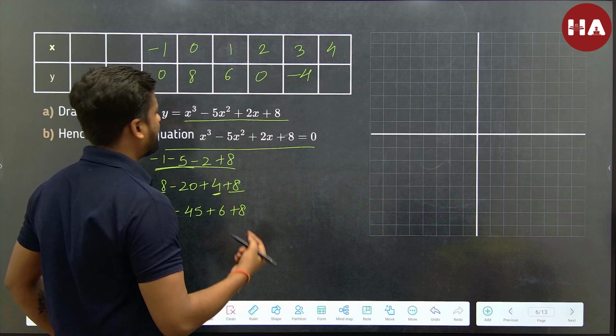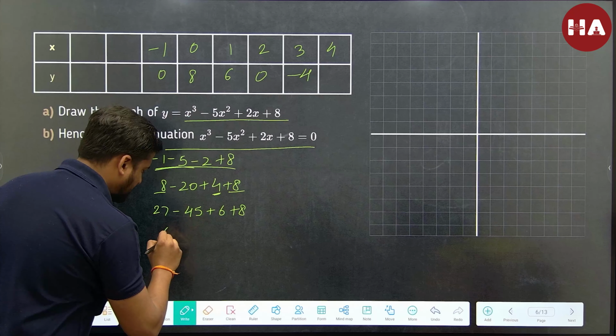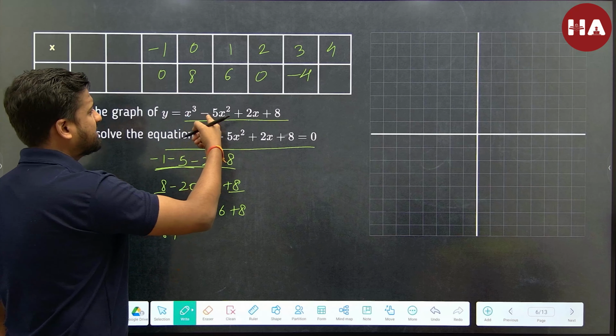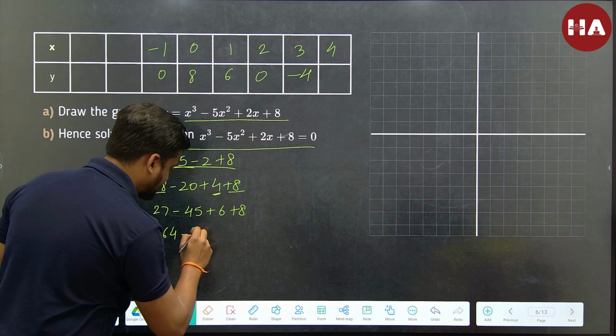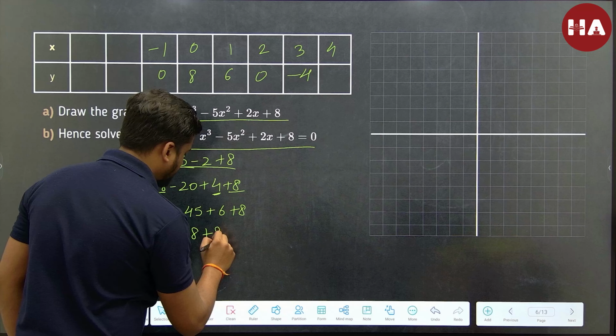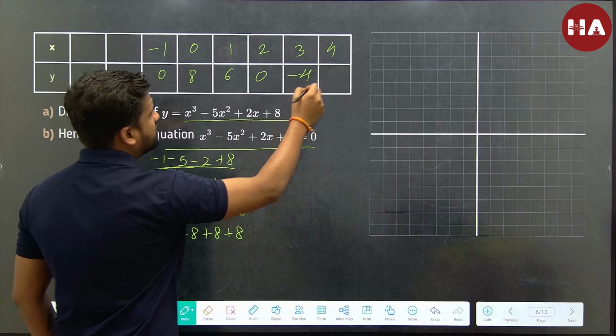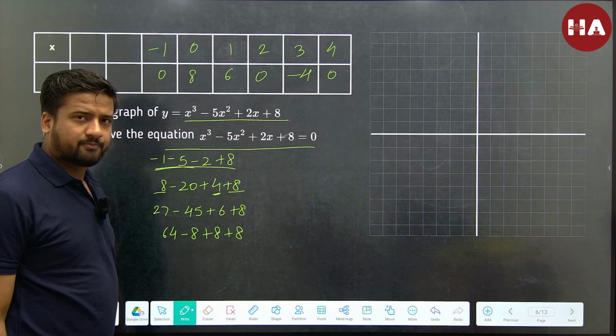At 4, what will you get? 4 cube is 64, minus 4 square is 16, times 5, it's 80, plus 2 times 4, 8, plus 8. On solving, you will again get 0.